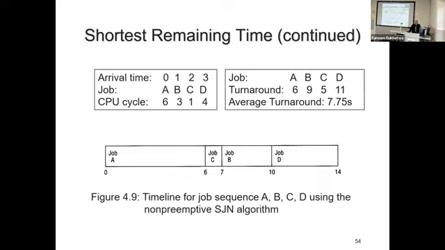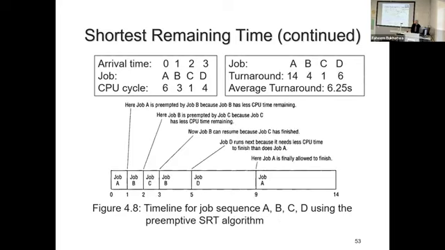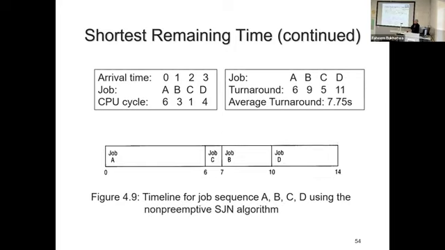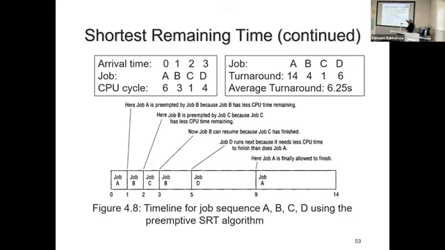This is exactly the same jobs, with shortest remaining time, but it's non-preemptive. It's the same example, the same processes, same numbers. Remember the last one we did? The average turnaround is 6.25. The turnaround times are written up there, and this is the average, 6.25.